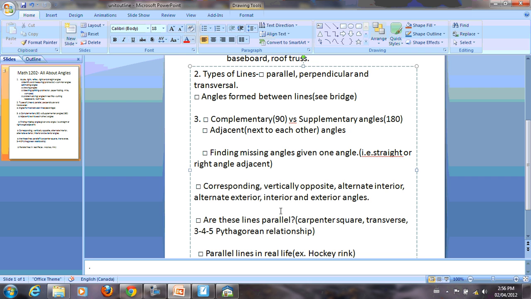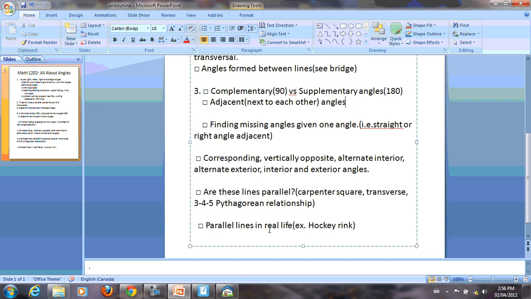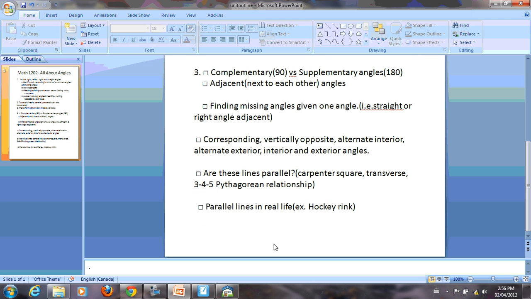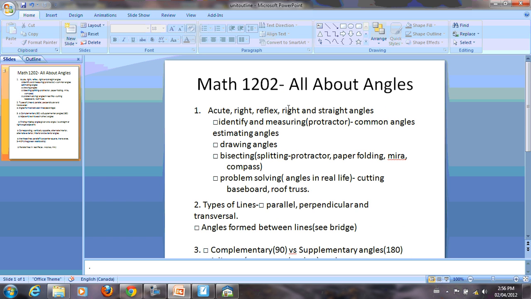We'll look at parallel lines. We'll look at how they're used in real life and how to see if the lines are parallel. And of course, we'll look at things like a hockey rink and see if the lines are parallel, kind of like train tracks, they never meet. So let's start off with the first section, angles.